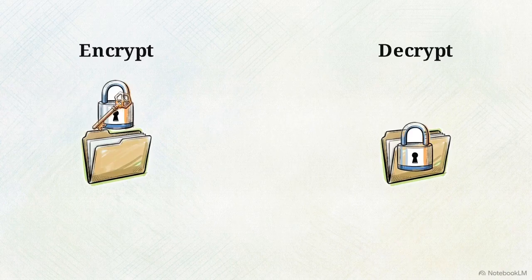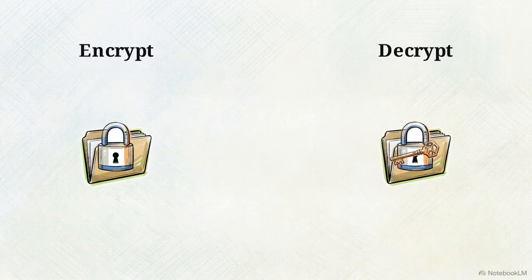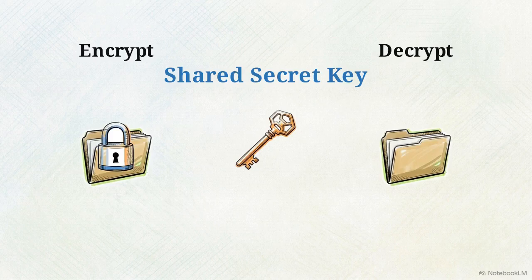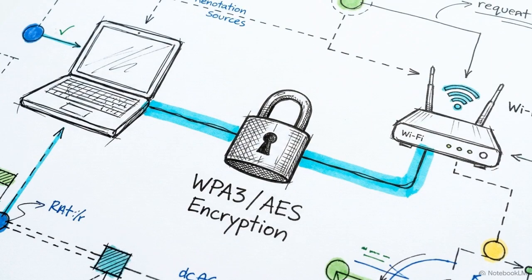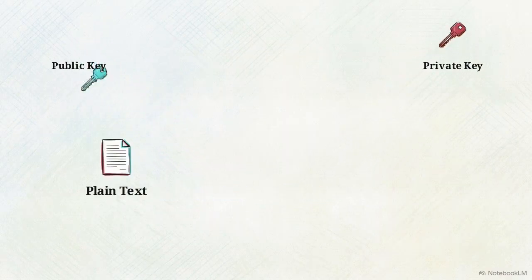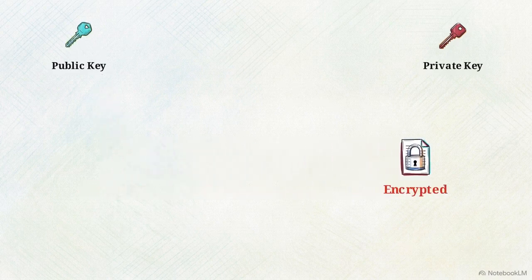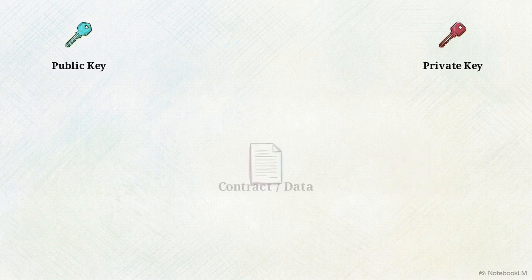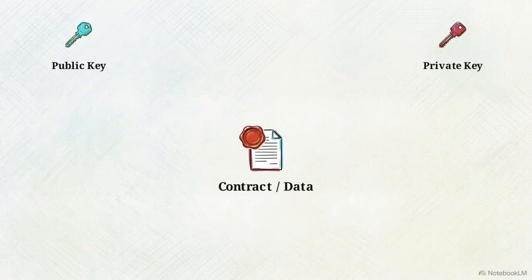Symmetric encryption, like AES, uses a single shared secret key to both encrypt and decrypt data. Because it requires only one key, symmetric encryption is incredibly fast, making it the standard for bulk data storage and securing Wi-Fi connections via WPA3. Asymmetric encryption, like RSA, uses a mathematically linked pair, a public key to encrypt a message, and a distinct private key to decrypt it. This dual key system is slower, but it is critical for secure key exchange over HTTPS and for creating digital signatures that verify a sender's exact identity.